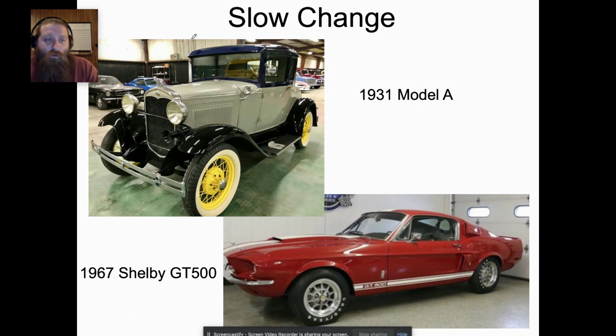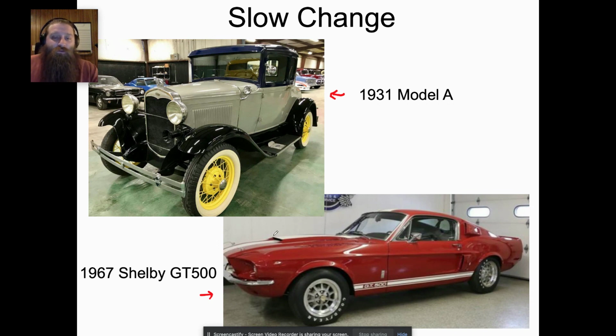can, if we want to stick to our traffic and our cars, you can kind of look at Ford for a great example of slow change. So here's the Model A, 1931, beautiful car, well restored in this picture. And here's a 1967 Shelby GT500, also a beautiful car. If I had to pick between the two, I think I would take the Model A, but it'd be better just to have both, right?